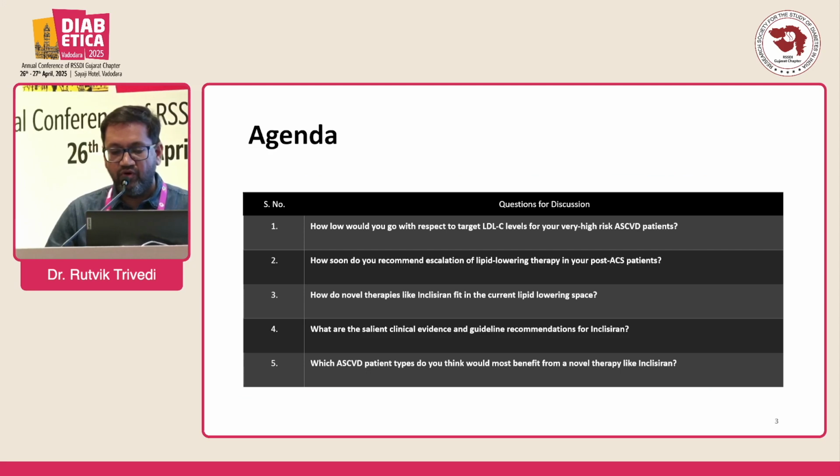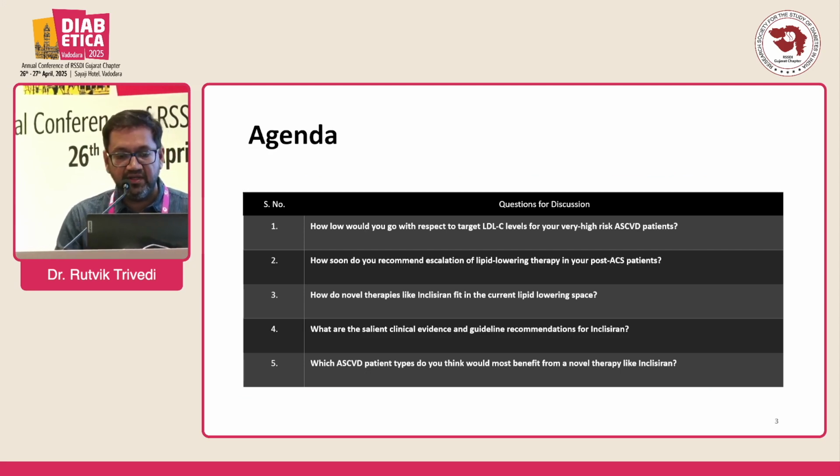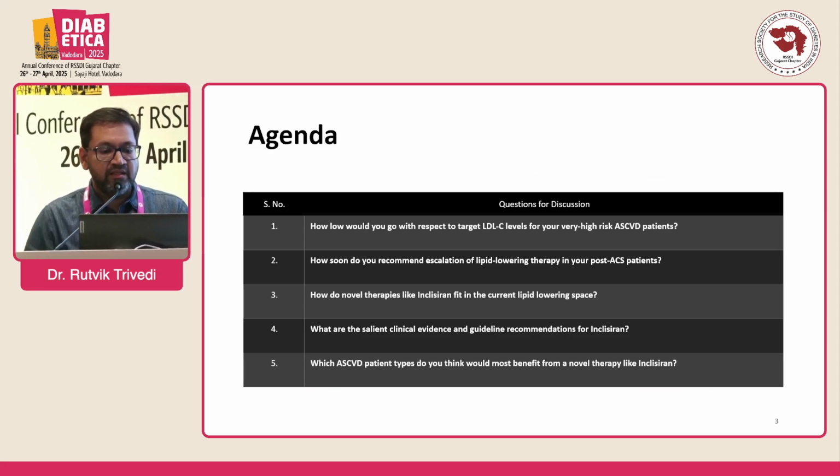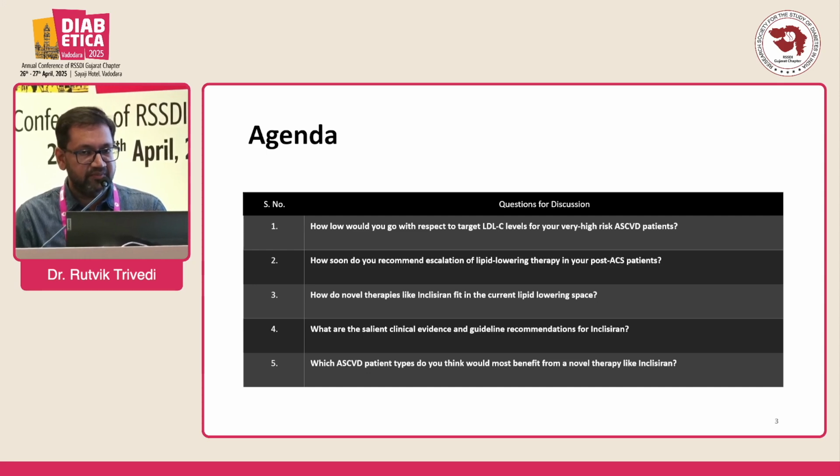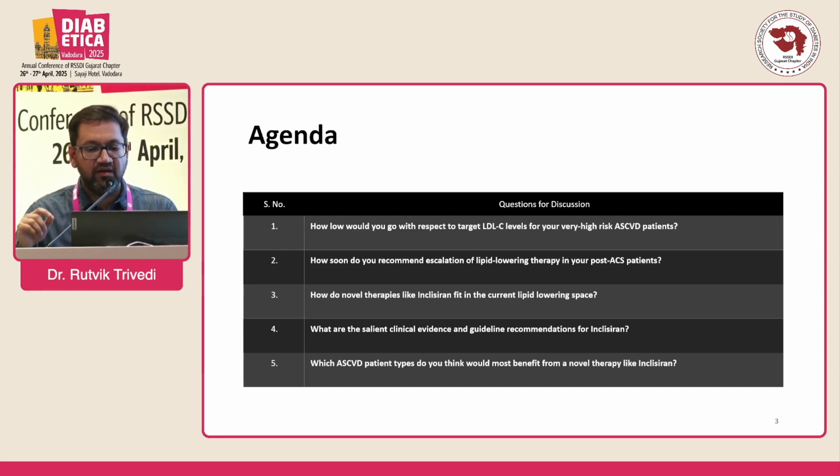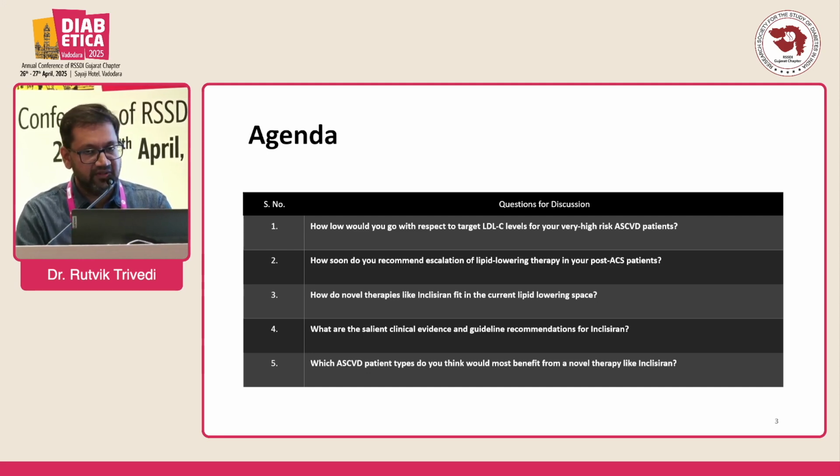So what's the flow of the slides? First, we'll discuss how low we can go in lipid management. The focusing point is high risk ASCVD patients only. How early we should start escalating our therapy. What's the role of the new agent inclisiran in the management? What are the data? And which are the appropriate indications, or how are you going to select your patients?